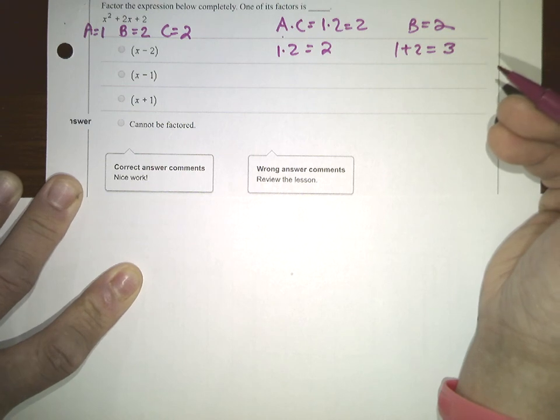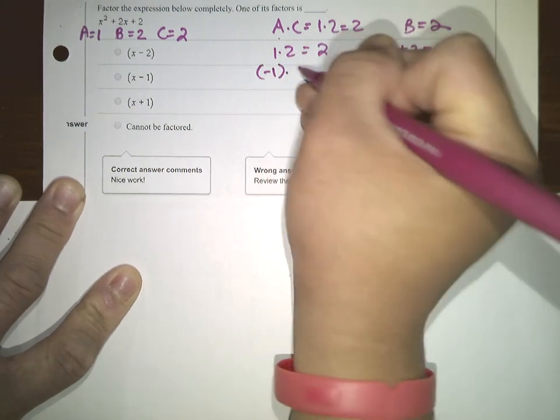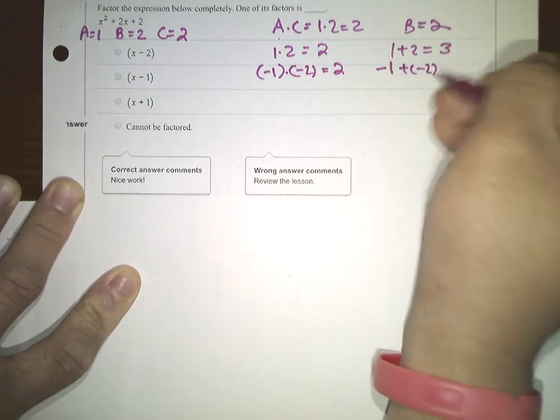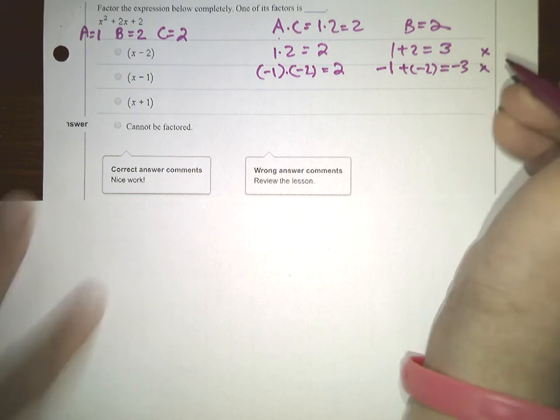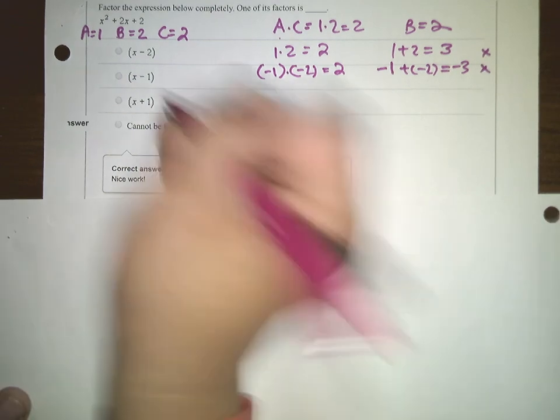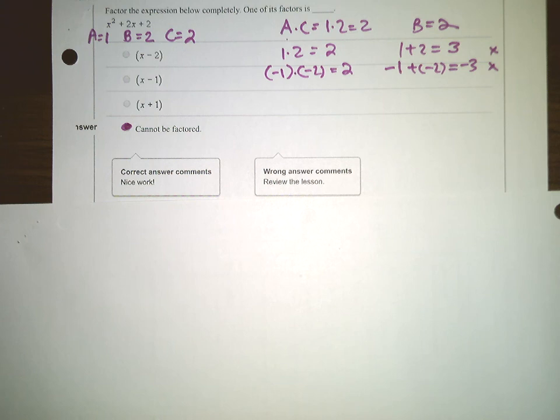And then the only other possibility to get 2 would be -1 times -2, which is 2. But -1 plus -2 is -3. So we see that this expression cannot be factored. All right, so there you go. That one was as simple as just going through two possibilities here and saying that it could not be factored.